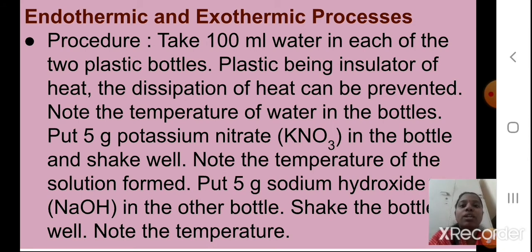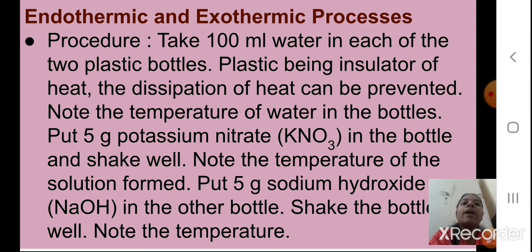Plastic being an insulator of heat, the dissipation of heat can be prevented. Okay, means heat will not go out from the bottle or come inside, so whatever heat is there will not go much outside or come more inside. Okay, because plastic is an insulator. Note the temperature of water in the bottles.